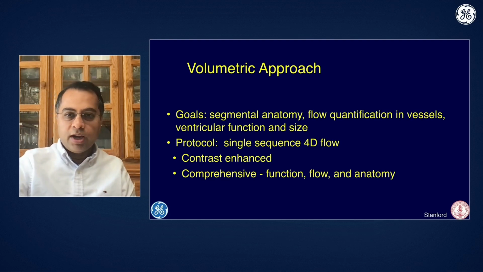As you may know, for congenital heart exams, there are several main goals to the exams. This includes defining the segmental anatomy, quantifying flow in various vessels, and also assessing the ventricular function and the size of the ventricles. So the rapid and automated technique that I'm going to talk about today, that's a volumetric approach, is a single sequence 4D flow scan. We perform this with contrast enhancement, and it is comprehensive.